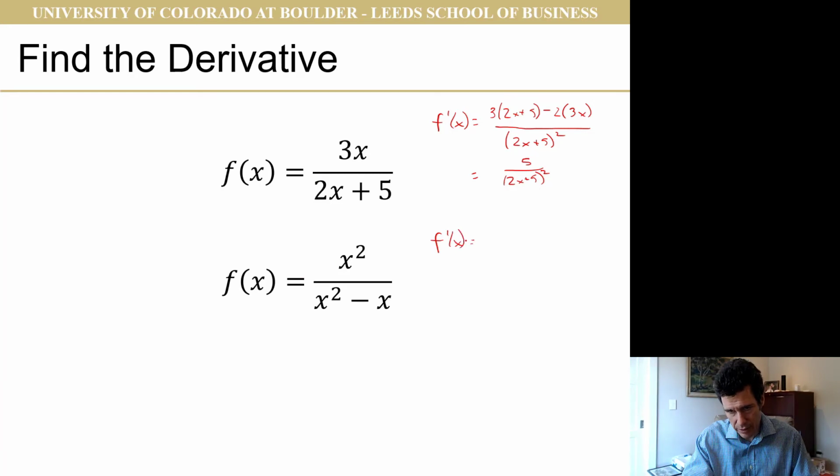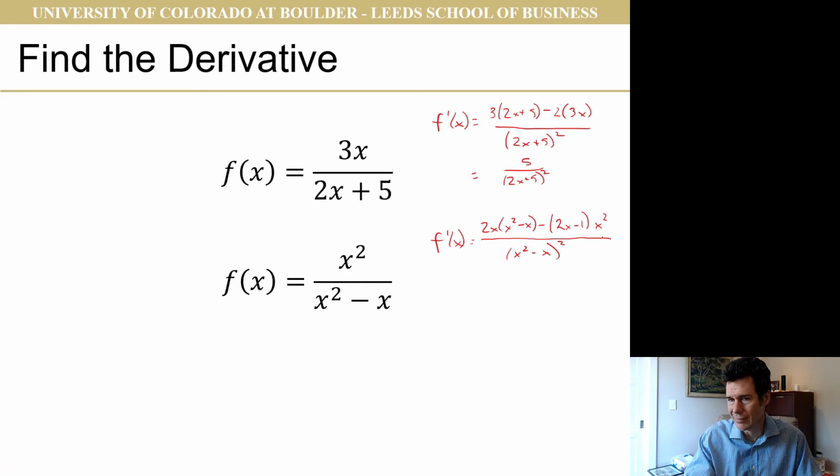The derivative is equal to the derivative of the numerator, 2x, times x squared minus x, minus the derivative of the denominator, 2x minus 1, times x squared, the numerator, all divided by x squared minus x squared. That's good enough. You don't need to simplify if you don't want to. Clearly, you could do a little bit of simplification.